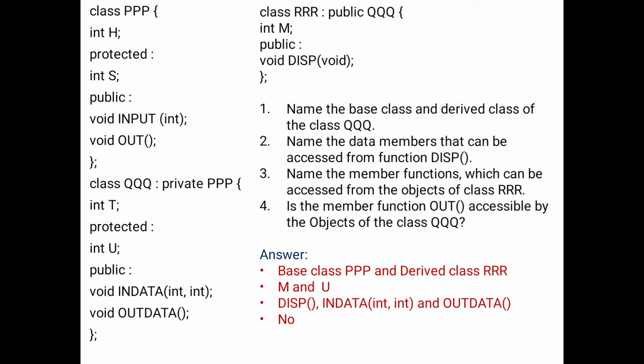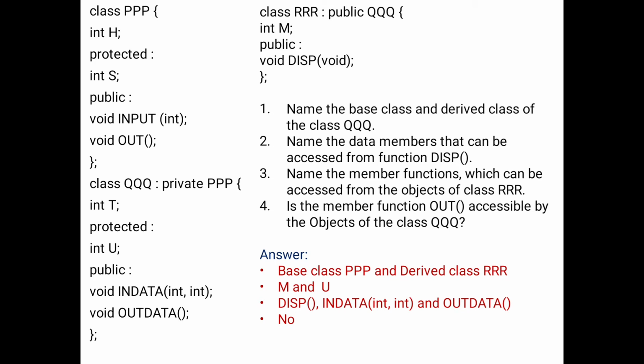Now class RRR is again derived from the class QQQ. This class RRR is publicly accessing the members of the class QQQ, since it is written there as public. The class RRR has its own members, that is data member m, which is private, and its public member function void display.